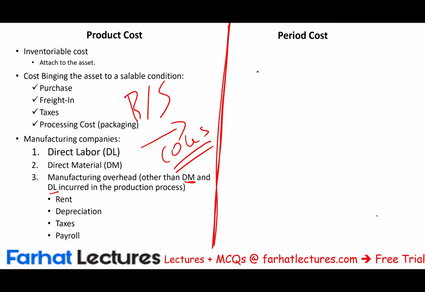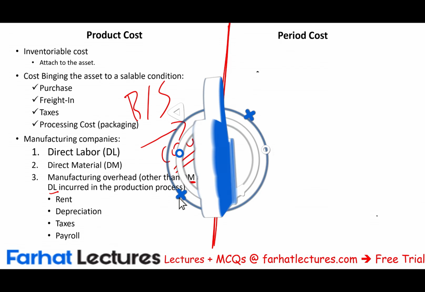Later, they will be expensed once they are sold, and this is where we have a classic example of the matching principle, where we're matching the cost to the sale. So once the sale occurs, the cost will follow in terms of cost of goods sold. That's when it comes to product cost.